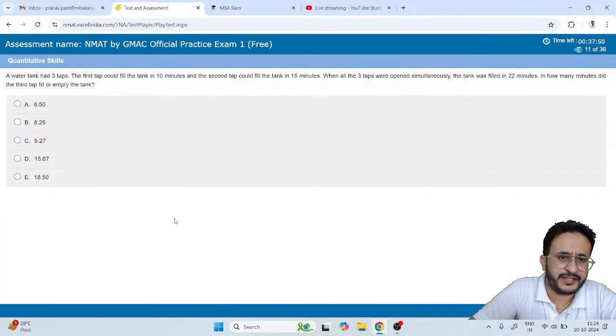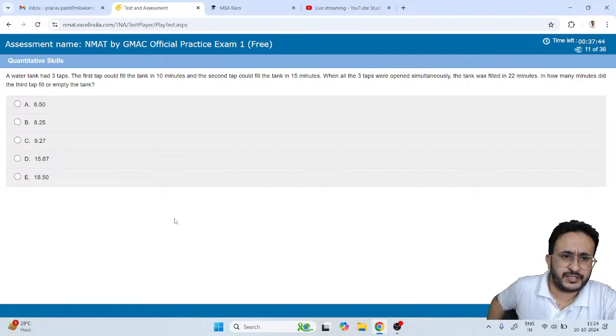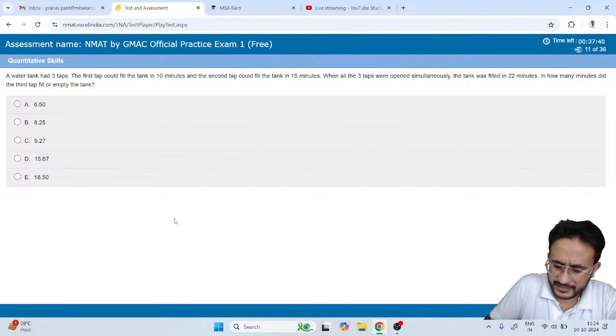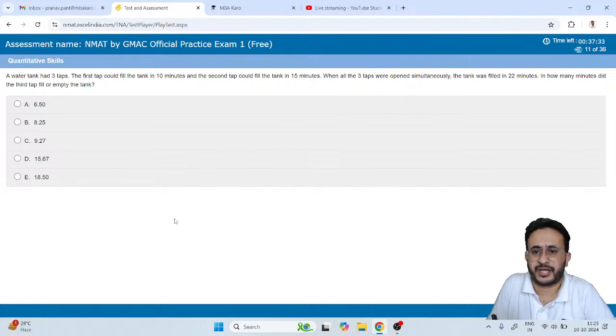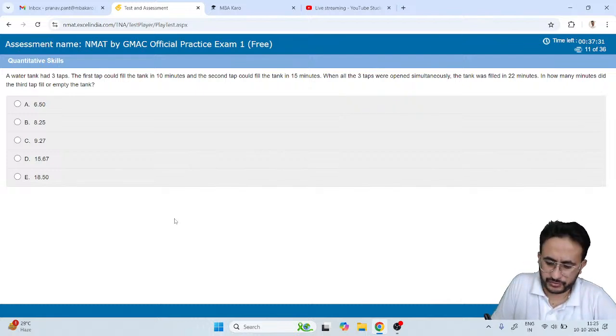A water tank had three taps. The first tap fills in 10 minutes, second in 15 minutes. With all three taps, it was filled in 22 minutes. The third tap can fill or empty the tank. Okay, so let us say the capacity is 30. Then we have first tap 3 units, second tap 2 units. Okay, and three taps filled it in 22 minutes.